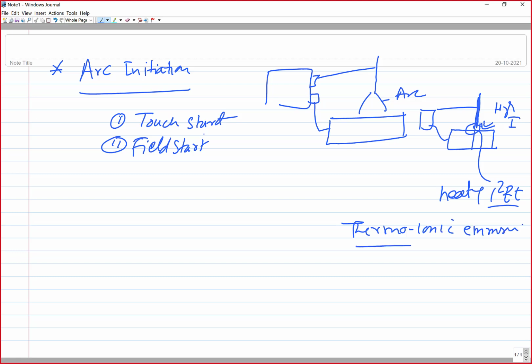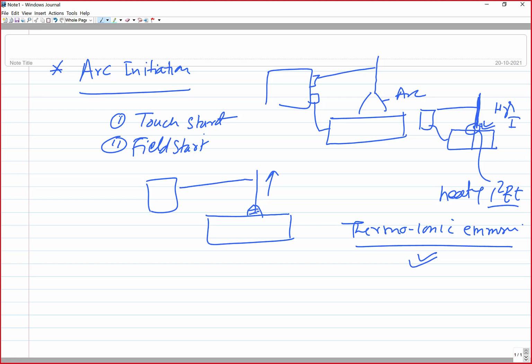the electrons are emitted. Once the electrode has been brought in contact with the workpiece, we try to move it apart. Initially we touch for a while so that the circuit is completed, and then we move the electrode apart so that the arc gap is established. Since you have already emitted electrons thermionically at the tip of the electrode, the gap becomes conducting and the current flow starts.